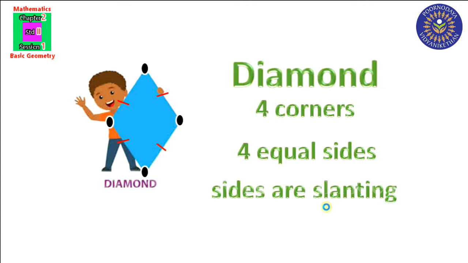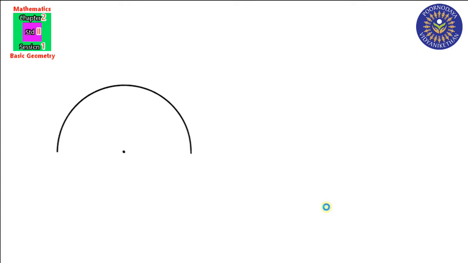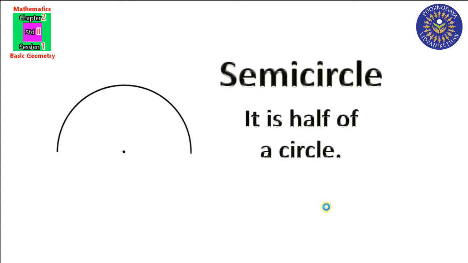Clear? Now tell me the name of the shape. It is a semicircle. A semicircle. Clear? So it is a half of a circle. A semicircle is half of a circle.